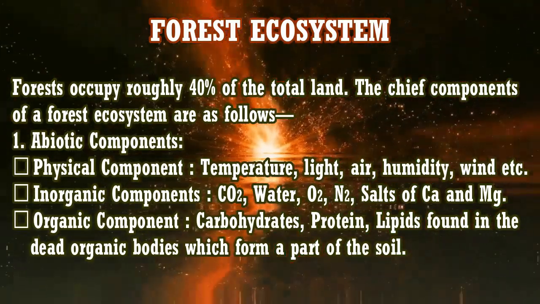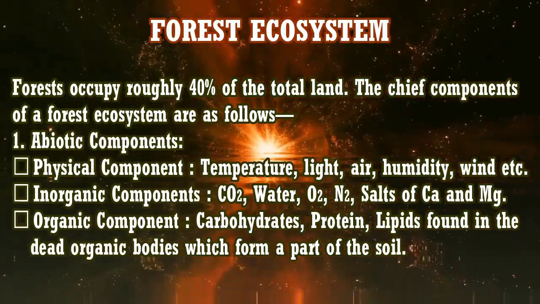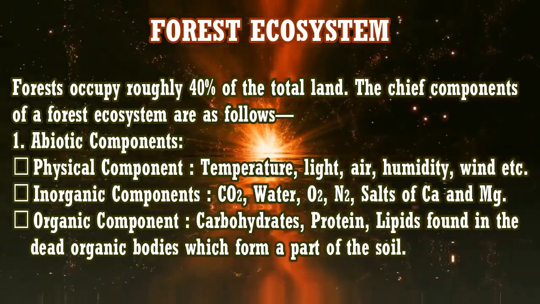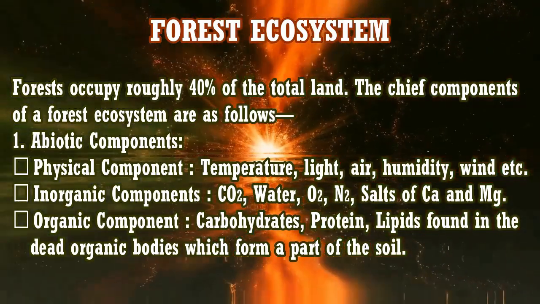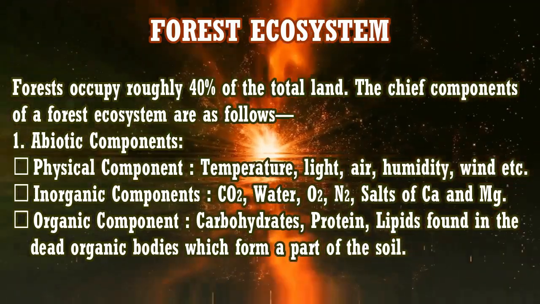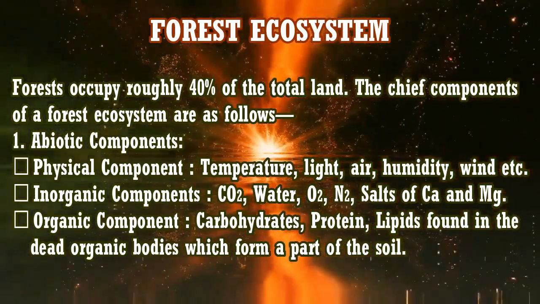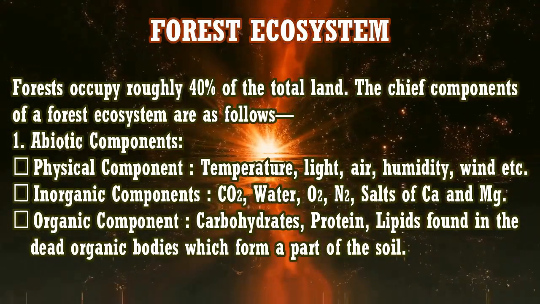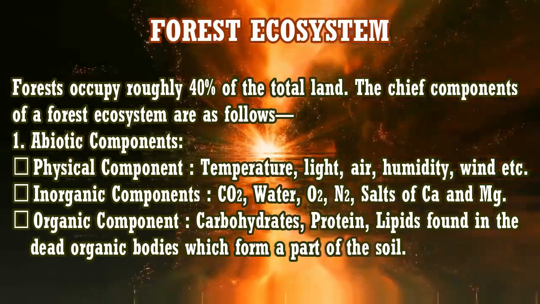Next we have the inorganic components. Inorganic components means CO2, water, O2, N2, and salts of calcium and magnesium. I have already spoken to you about how metals and non-metals constitute the inorganic components, and that is also mentioned here. And next come the organic components. Organic components denote the different types of biomolecules present in the different species that live in the forest. So carbohydrates, proteins and lipids are found in the bodies of these organisms.